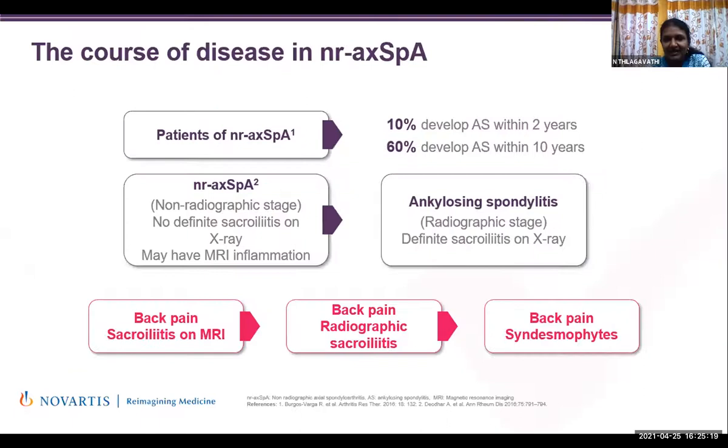As I told you, not all patients with non-radiographic axial spA will develop ankylosing spondylitis. According to statistics, 10 to 12% of the patients will develop ankylosing spondylitis in 2 years, and approximately 60% will develop ankylosing spondylitis within 10 years. Patients with back pain and sacroiliitis on MRI will develop onto radiographic axial spA. That is, X-ray wise, we can see the structural lesions, and those patients can progress on to form syndesmophytes or bony ankylosis, what we call ankylosing spondylitis.